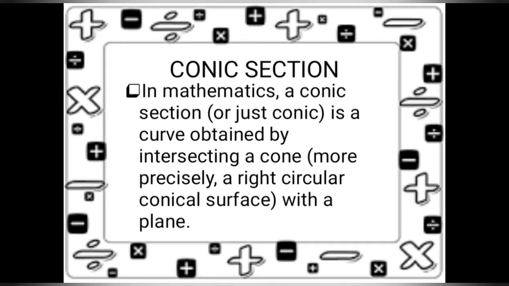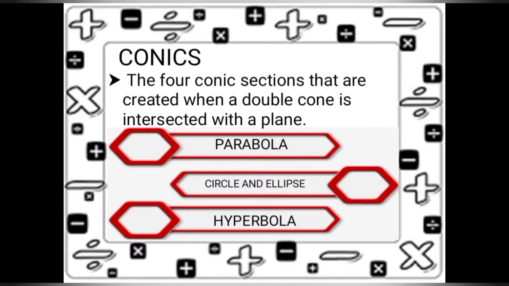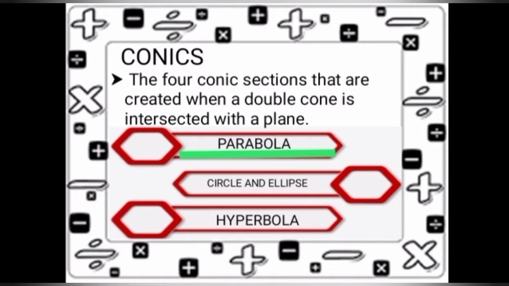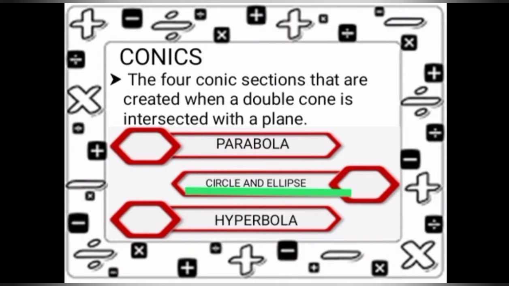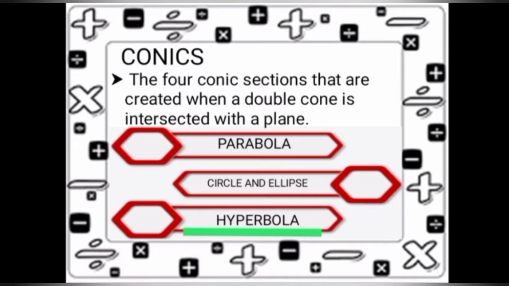In mathematics, a conic section, or just conic, is a curve obtained by intersecting a cone, more precisely a right circular conical surface, with a plane. So a conic section comes from an intersecting cone. There are four conic sections that are created when a double napped cone is intersected with a plane. Namely, we have the parabola, circle, and ellipse, and lastly the hyperbola.